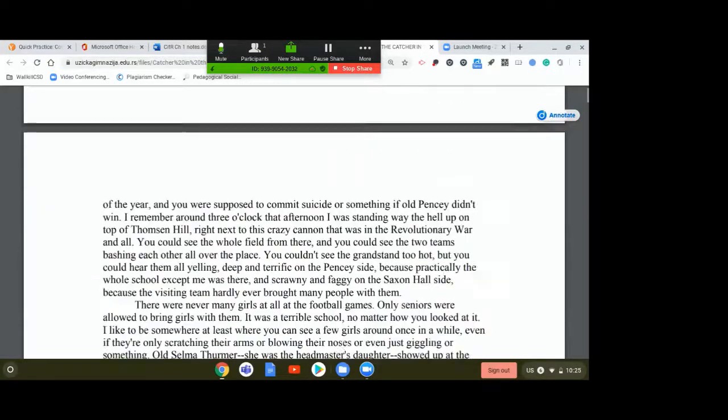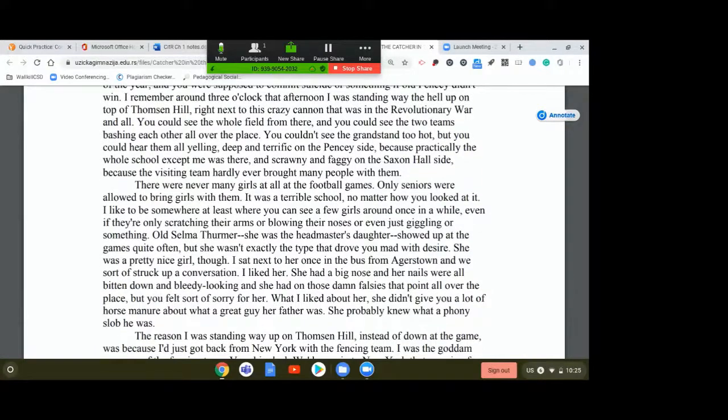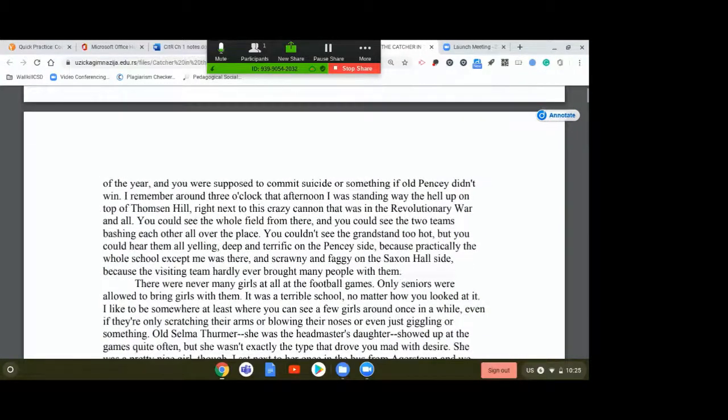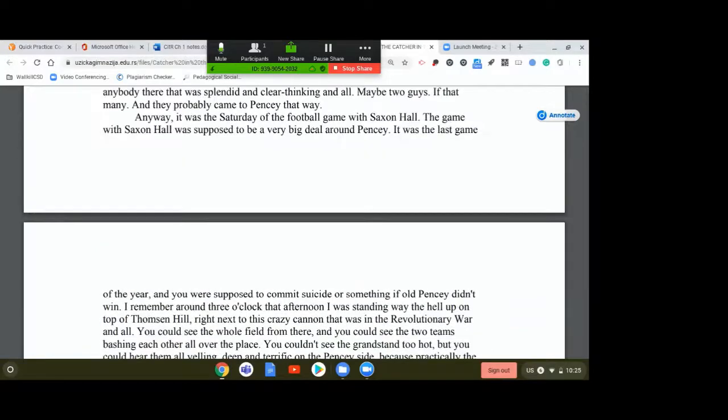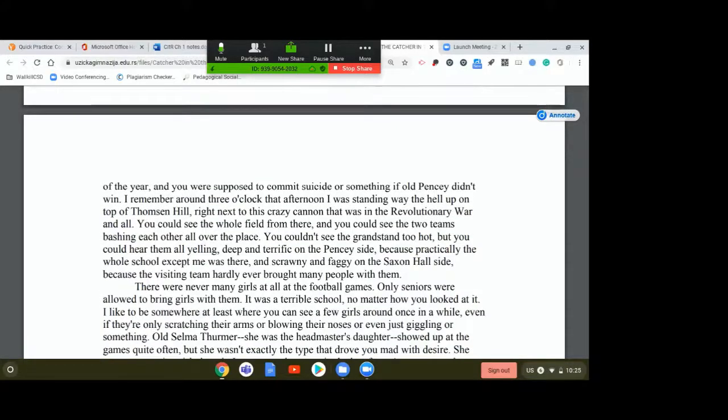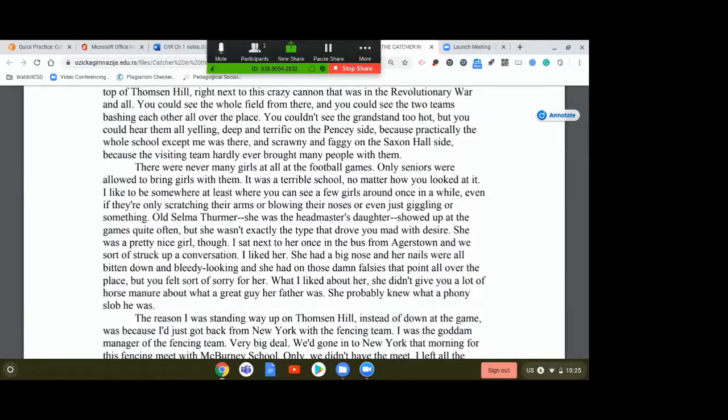So again, we find out the major conflict is he's getting kicked out of Pencey Prep because he's failing. This is going to be the major conflict, so he'll talk more about it, but it comes out right away in this first chapter. And there was another more minor conflict, that he, as the fencing team manager, left the equipment on the subway, so he'd kind of been isolated, and he was just by himself watching this football game that was supposed to be important. But this theme of isolation and Holden feeling like he just doesn't belong, that's going to keep coming up.